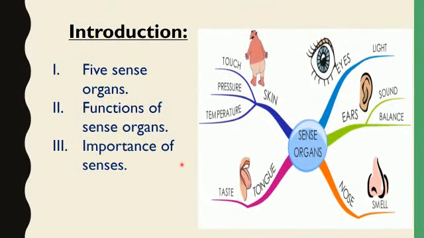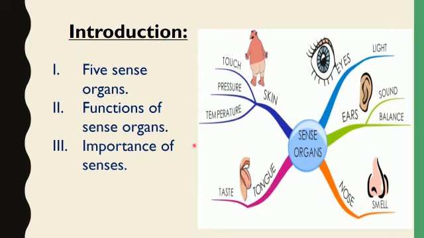Let's start the topic. Dear students, as you know, the human body is made up of different organs like the stomach, the kidneys, etc. Among these organs, there are some specific organs which are called the sense organs. They are 5 in number. You have learnt a lot about these 5 sense organs in your previous classes. Do you remember the names of these sense organs? Yes, eyes, ears, nose, skin, and tongue.